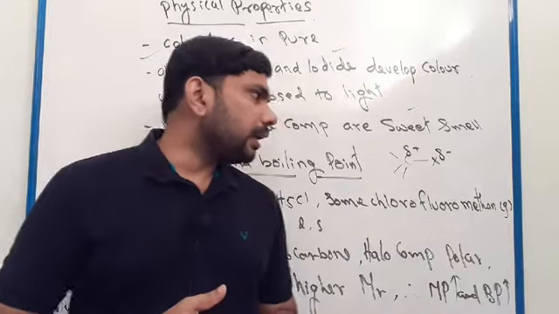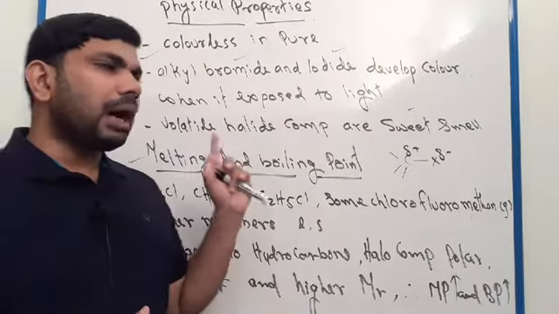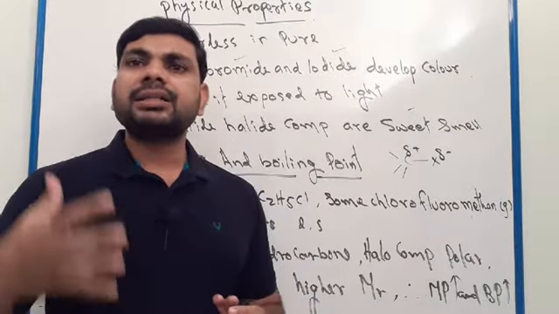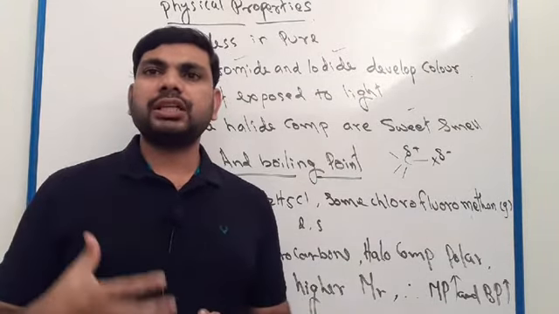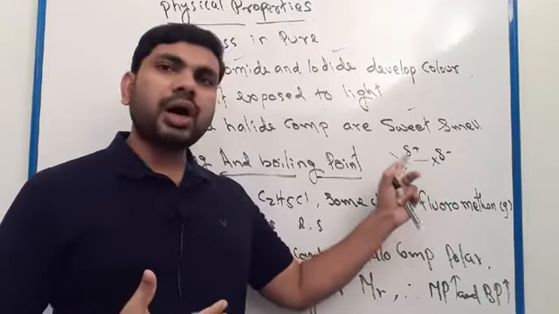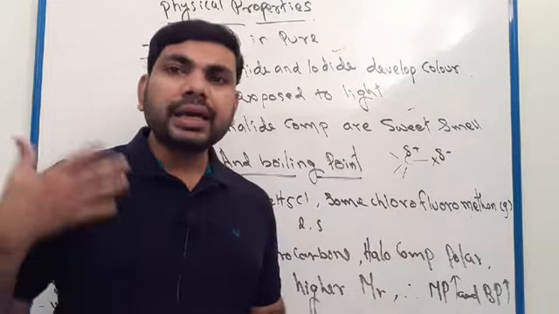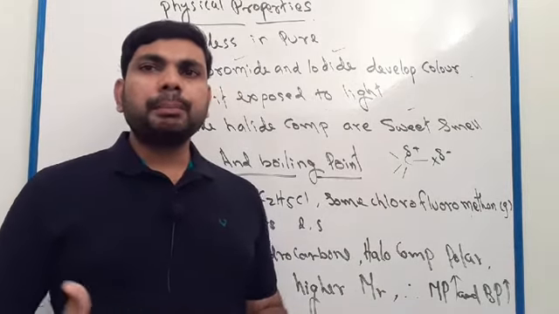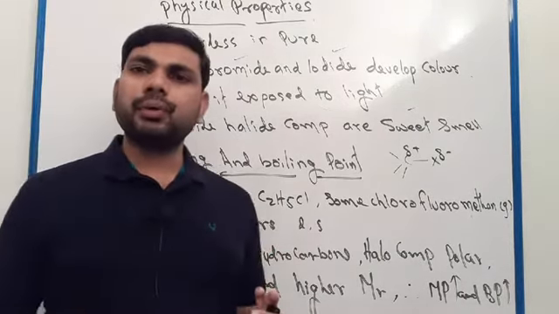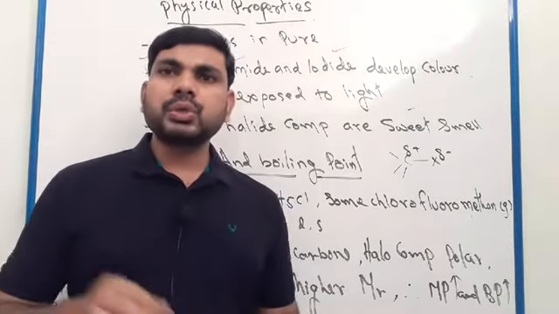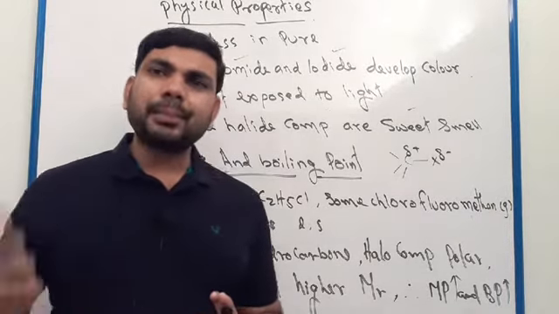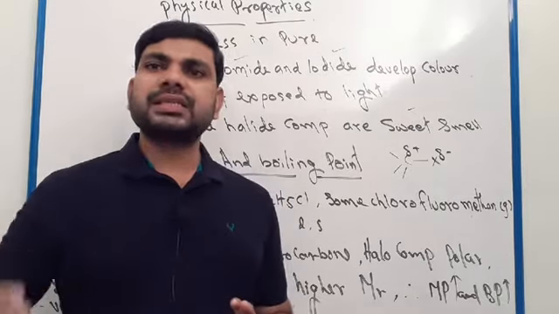And compared to hydrocarbon, alkyl halides contain halogens, so they have higher molecular mass. Because of this reason, alkyl halides show higher melting and boiling point compared to hydrocarbon. So we discussed some reasons why alkyl halides show higher melting and boiling point.